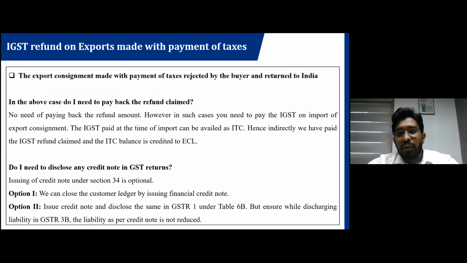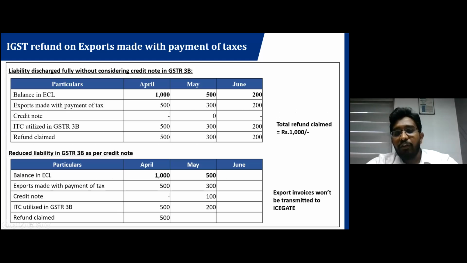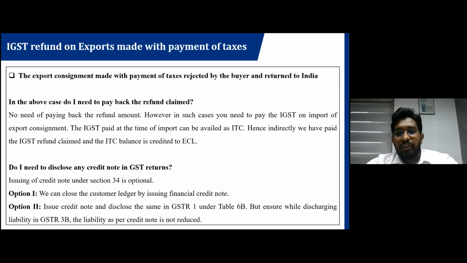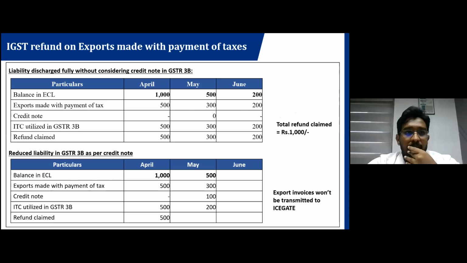Next, option 2. If the officer is strict and if you feel that your turnover should match between books and GSTR 1, disclose it in the GSTR 1 turnover part, but don't reduce your liability. In that case, your export turnover will be matched, and you will also get a refund if you do it this way. This is one practical issue. Hope you all are clear.